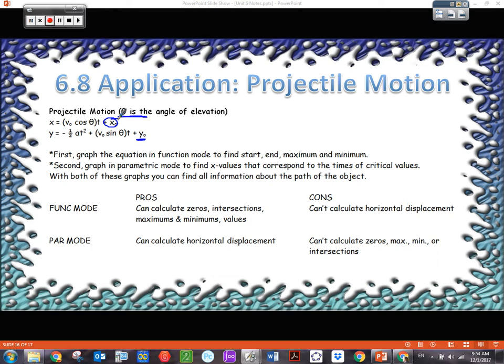So let's talk about the angle. The angle is very specific. It has to be the angle of elevation. Angle of elevation is made with the horizontal. Sometimes you're going to be given an angle that's made with the vertical, and you would have to convert it. You would have to change it to an angle of elevation for this formula. So just be aware that it needs to be angle of elevation. In other words, it needs to be the angle with the horizontal surface. Okay? So that's the formulas that we're going to be using.